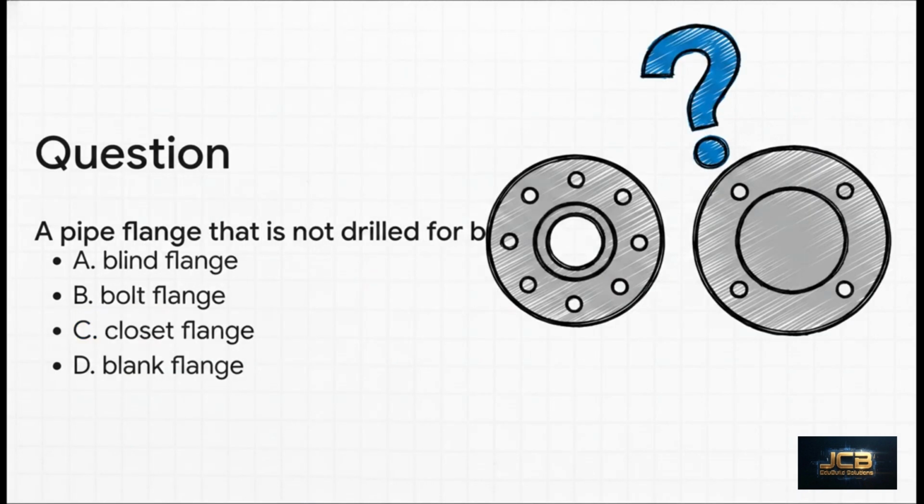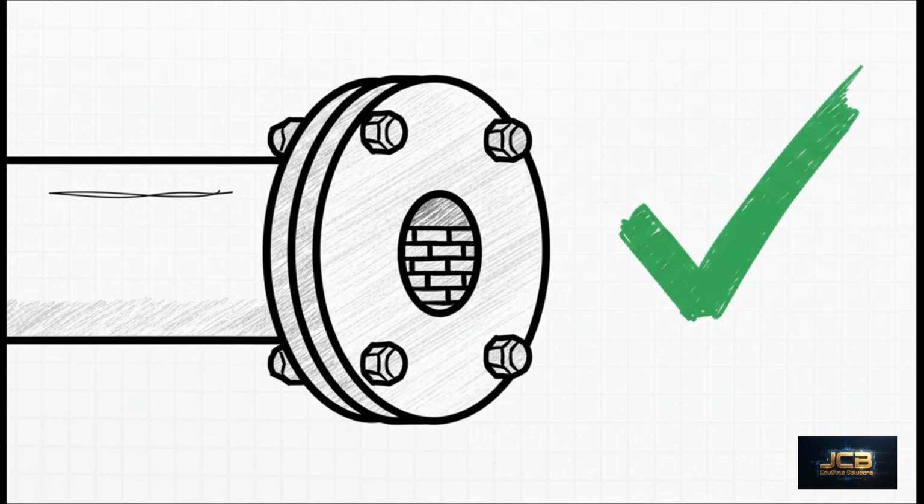What's the name for a pipe flange that is not drilled for bolt holes? Your choices are A, blind flange, B, bolt flange, C, closet flange, or D, blank flange. The answer is A, blind flange.